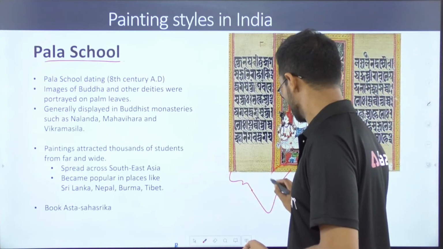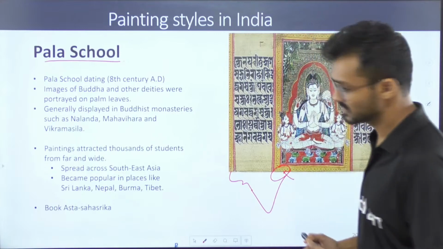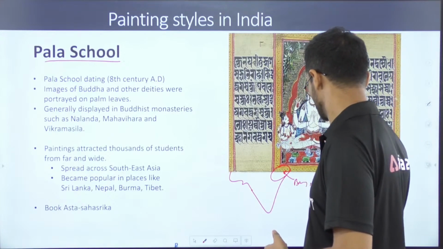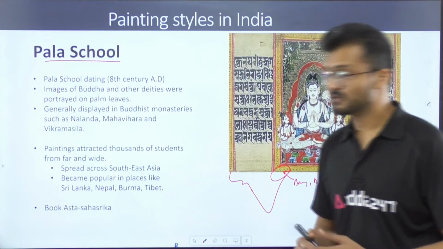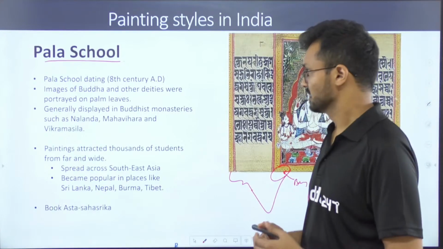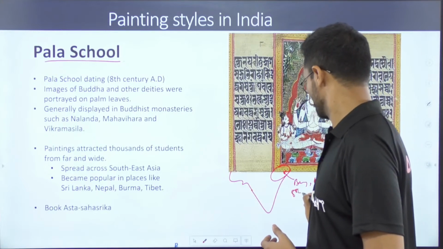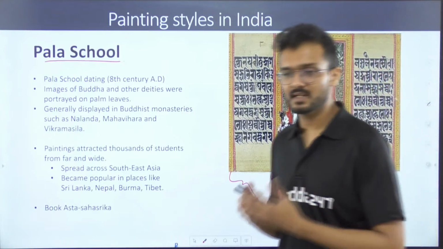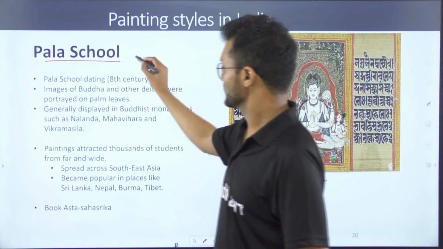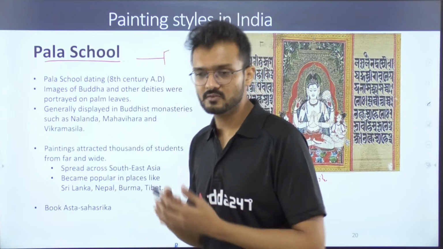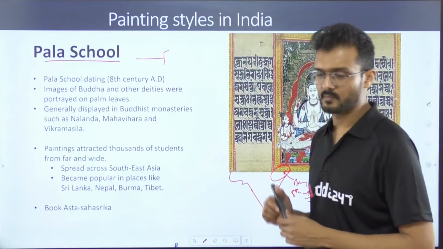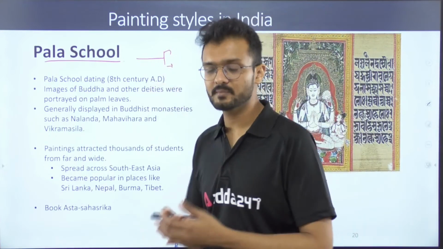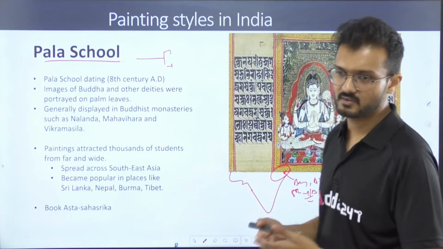So Palas were the East Indian rulers. Their territory spread from Bengal to Bihar. Basically, they were the rulers of Bengal. Okay, they ruled from the 8th century to the 11th century. And the important thing about the Pala rulers was that during their period, there was a huge development of art and architecture. They patronized education. During their period, a number of universities were developed.